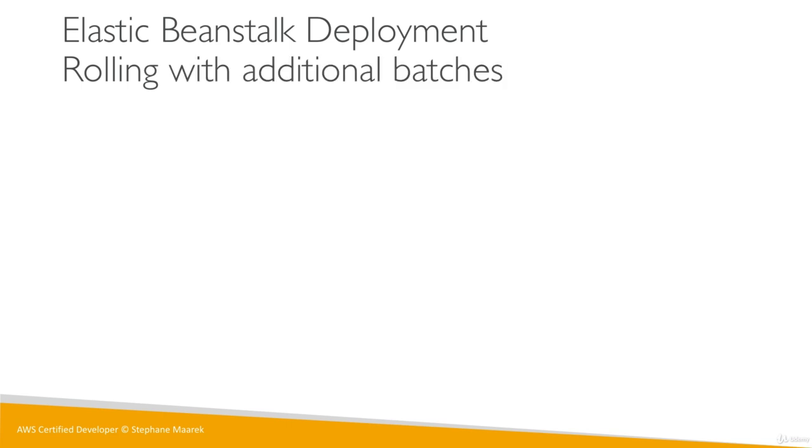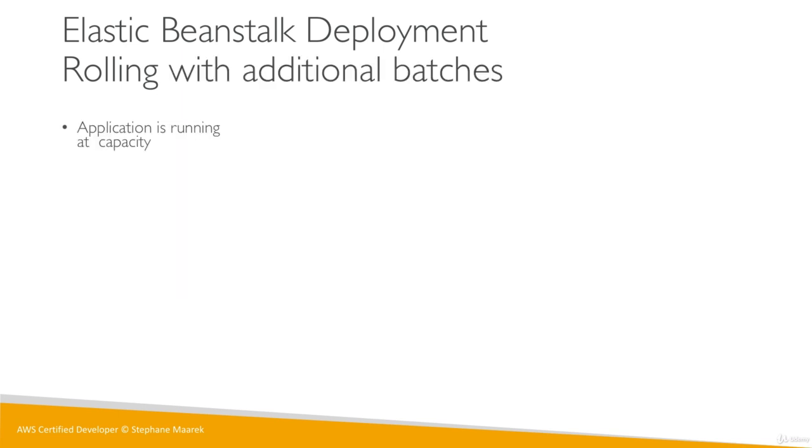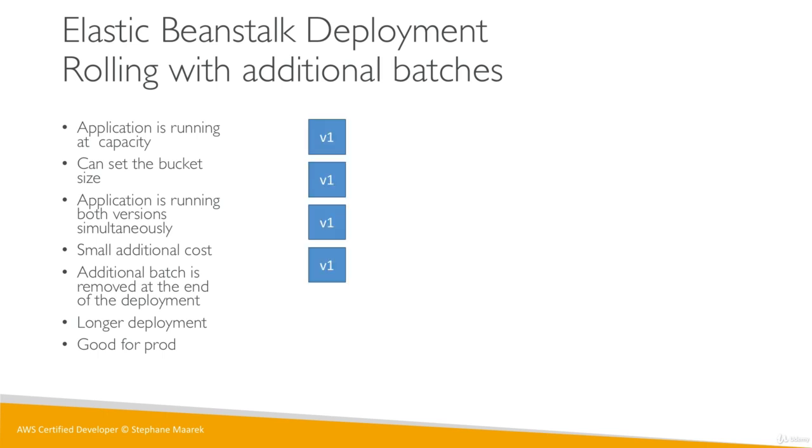Now there's an additional mode called rolling with additional batches. And so in this case, the application is not running under capacity, just like before. Before, at some point, we were only running 2 instances out of 4, so that was below capacity. In this mode, we run at capacity, and we can also set the bucket size. And basically, our application will still be running both versions simultaneously, but at a small additional cost. That additional batch that we'll see in a second will be removed at the end of the deployment. And again, the deployment is going to be long. It's honestly a good way to deal with prod. So let's have a look.